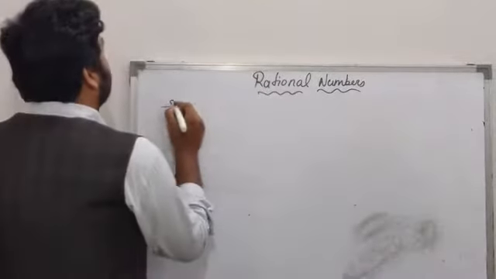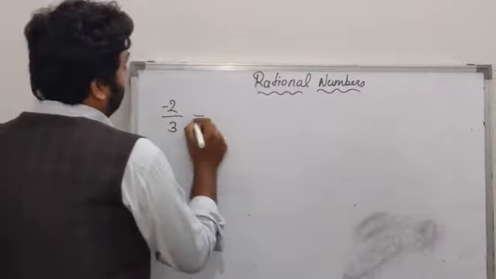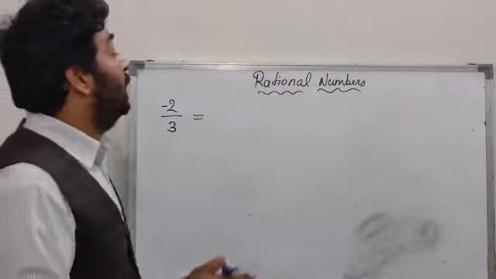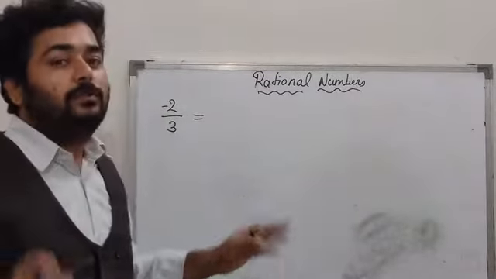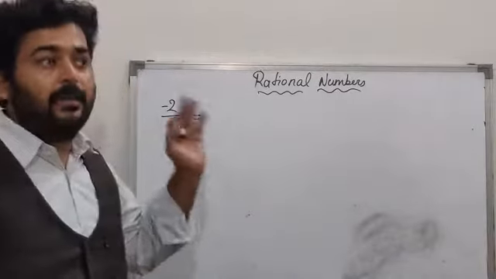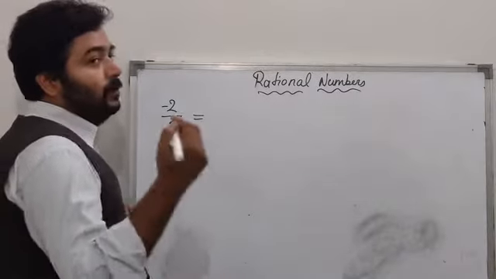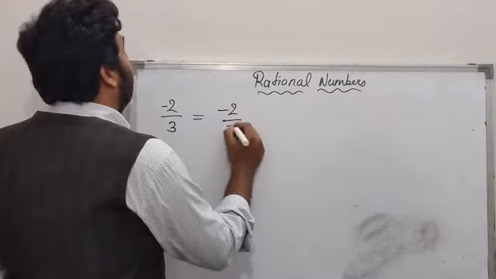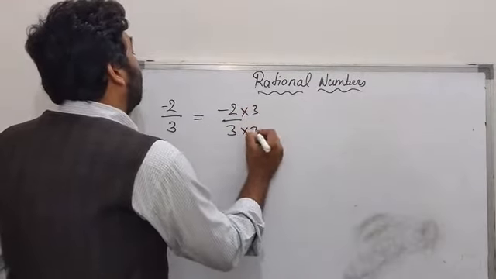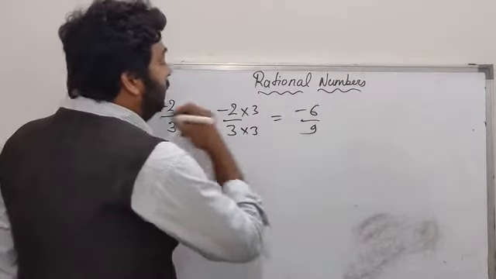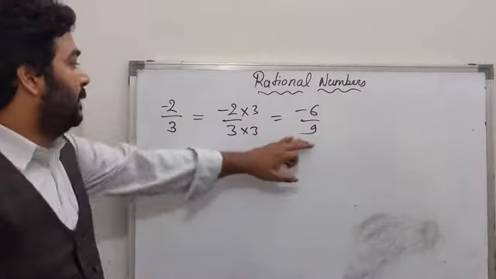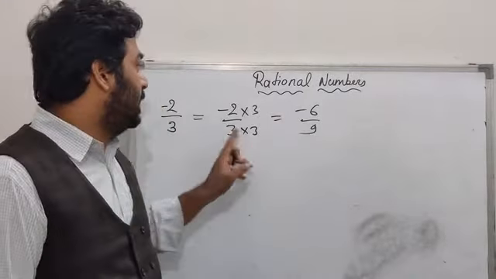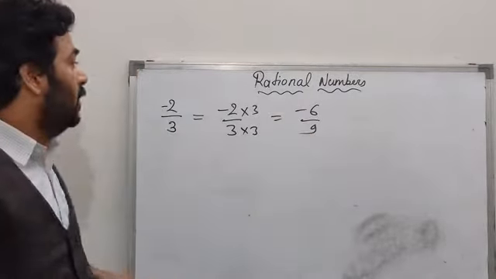Minus 2 by 3. If we want to write the equivalent rational number of minus 2 by 3, we will multiply by the same number. Okay, in numerator and denominator we will multiply by the same number. So when we multiply numerator and denominator by 3, we will get minus 6 by 9. Minus 6 by 9 is the same as minus 2 by 3. Clear? This is the equivalent fraction of minus 2 by 3.